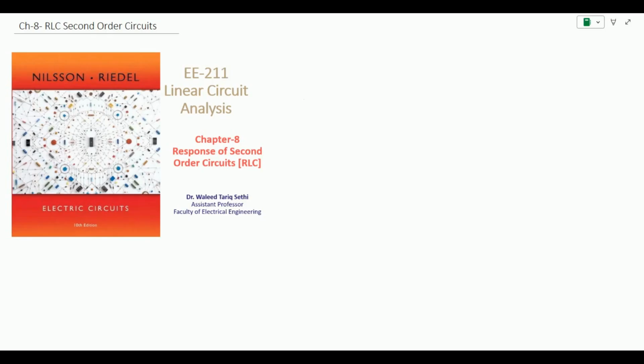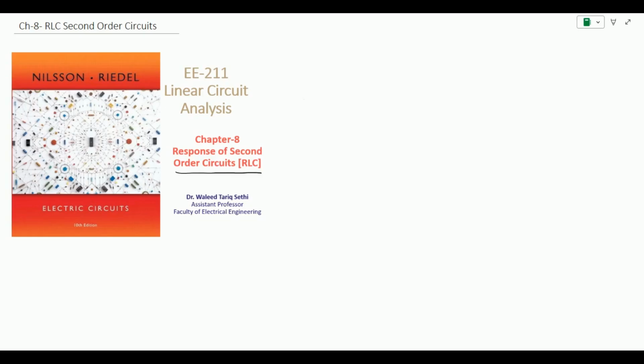Welcome learners. In today's lecture, we are going to look into the second order circuits, also known as RLC circuits. We are going to understand the behavior of voltages and currents that arise when we have a resistor, inductor and capacitor connected together in a single electric circuit.